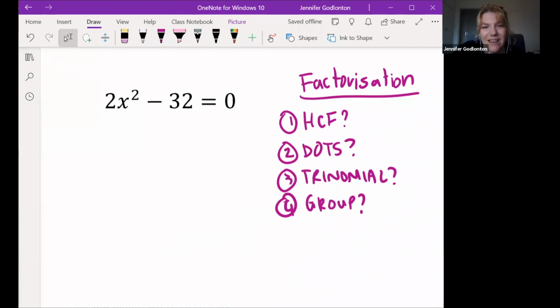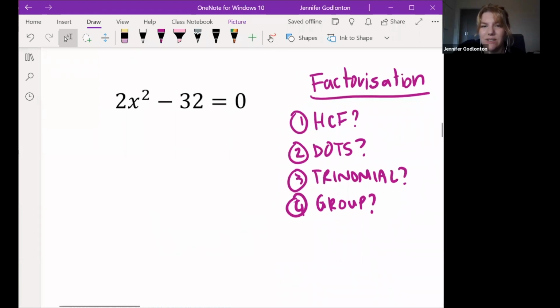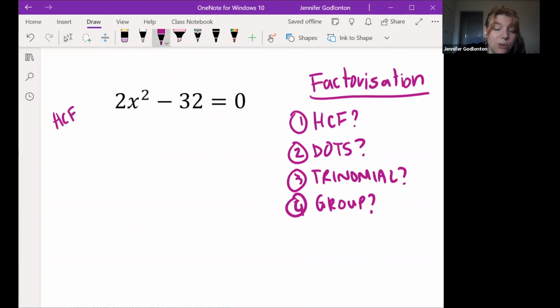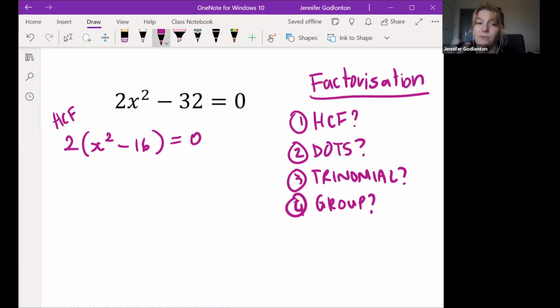Okay. I think I'm going to talk through this one just so that everyone understands what's going on. Don't worry, I will elaborate. I'll go through it now. Whenever we have factorization, the first thing we have to look for is, is there a highest common factor? And if there's a highest common factor, we have to take it out. Okay, so in this case, there is a highest common factor, and it is 2. So we're going to take out our highest common factor, and we are going to be left with x squared minus 16 is equal to 0. That's going to be our first step.